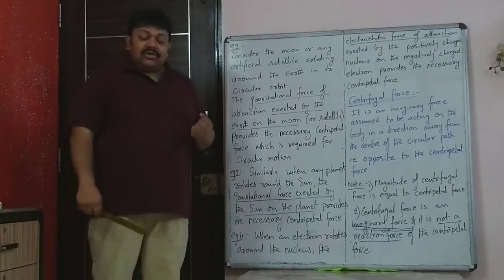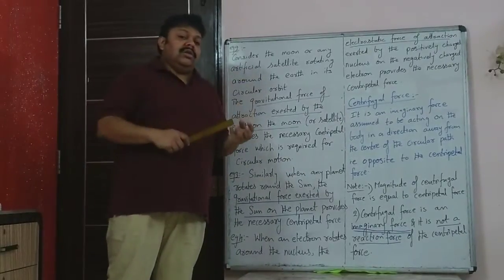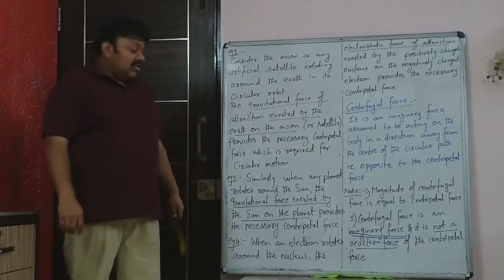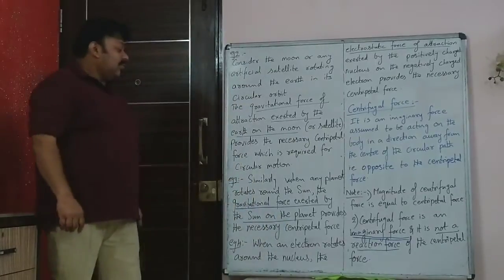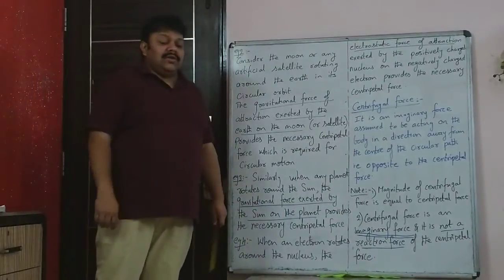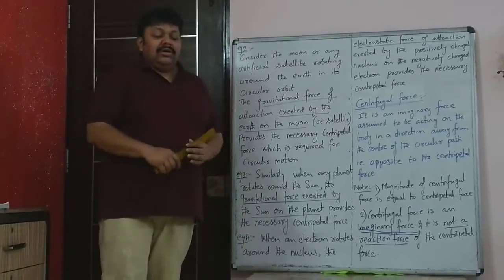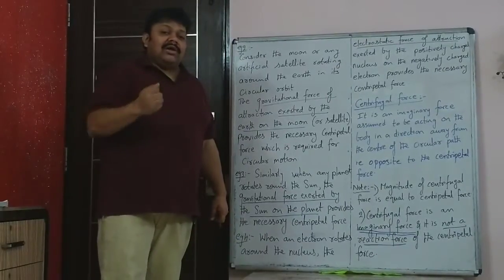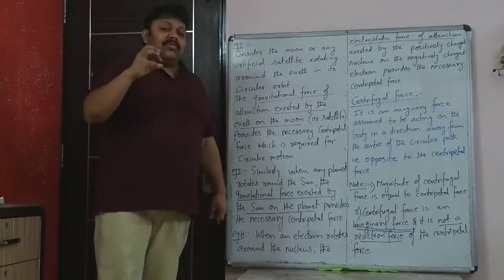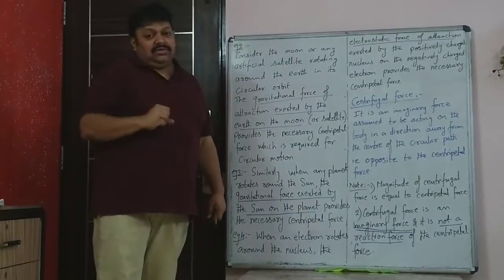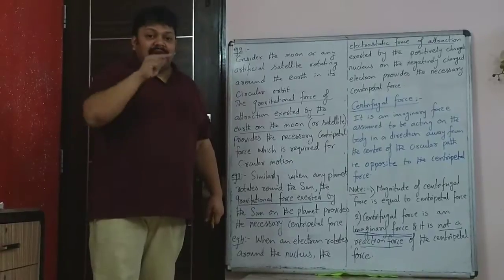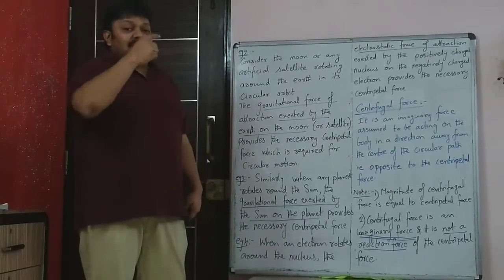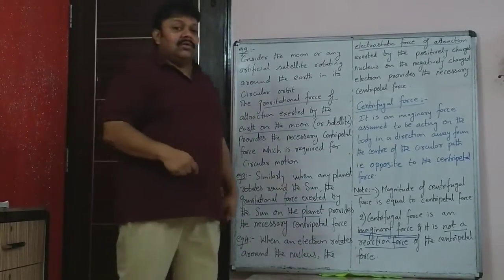In this case, the gravitational force exerted by the sun on the planet provides the necessary centripetal force which is required for rotation. So that's the next example that is written. And the fourth and last example that can be mentioned here is, consider the electrons rotating around the nucleus. So the electrostatic force of attraction exerted by positively charged nucleus on the negatively charged electron provides the necessary centripetal force required for the electron to rotate in its circular orbit.